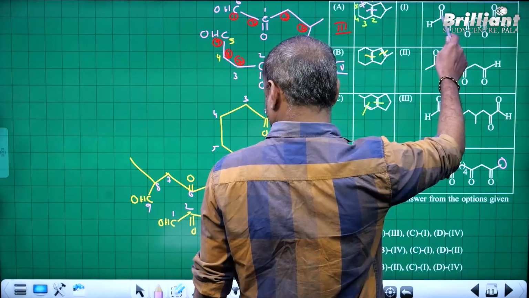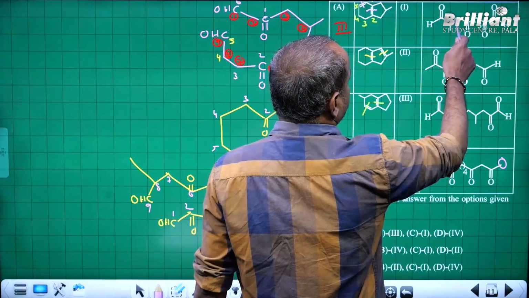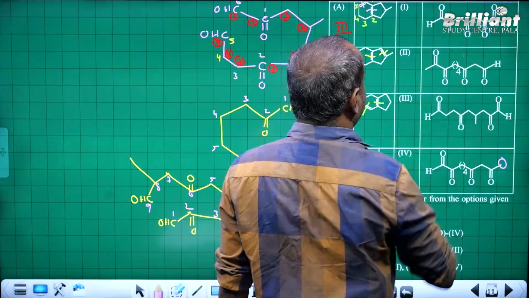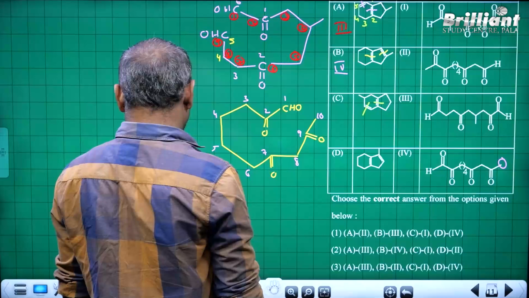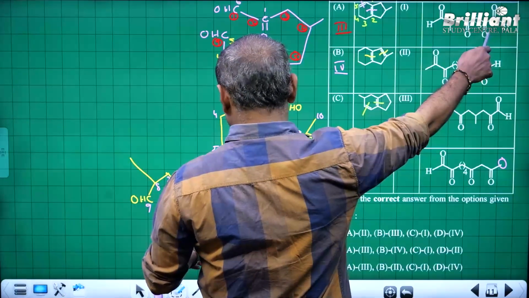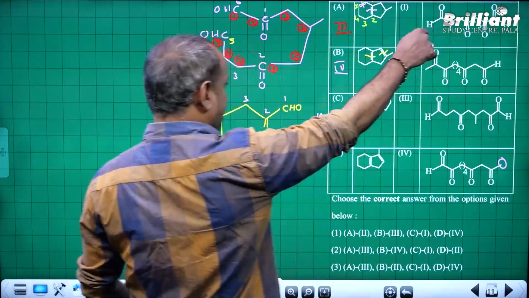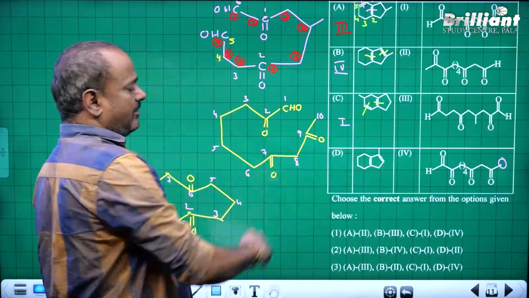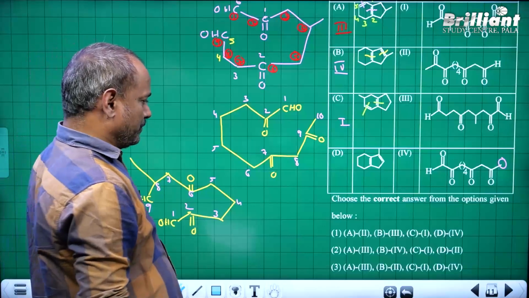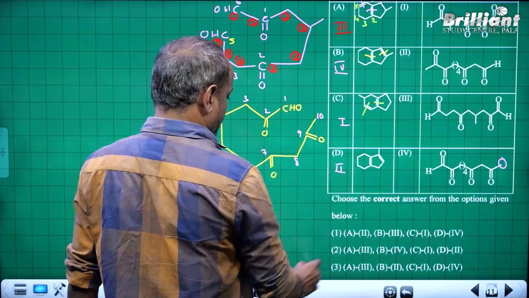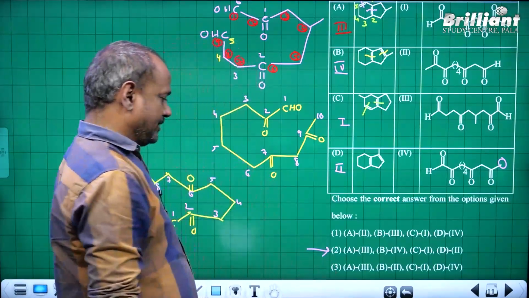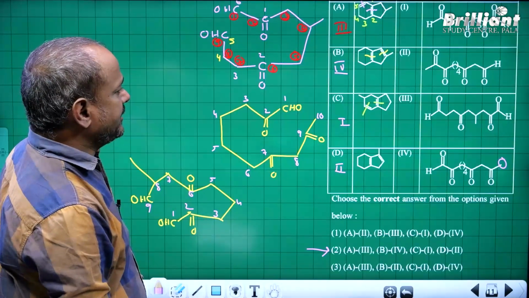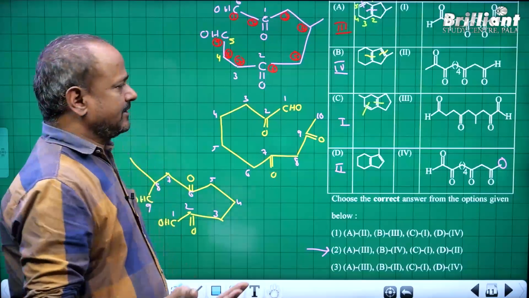1, 2, 3, 4 plus 3, 7, 8, 9. 9 carbons. So first aldehyde, second ketone. So correct one, C1. Remaining is D, so D2. Option 2: A3, B4, C1, D2. So just take the IUPAC numbering for the fast method. That gives the correct answer.